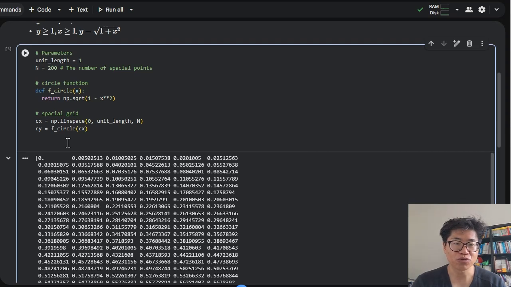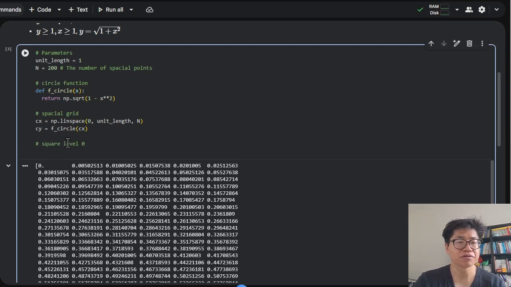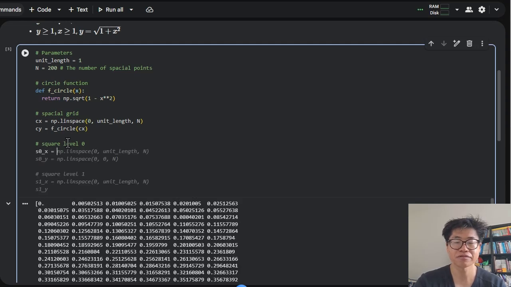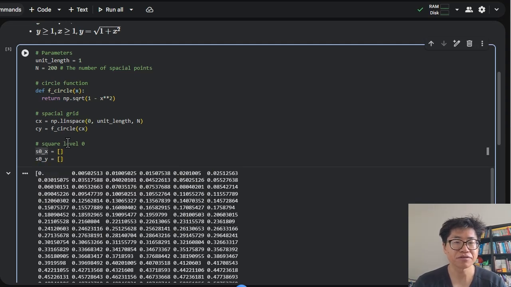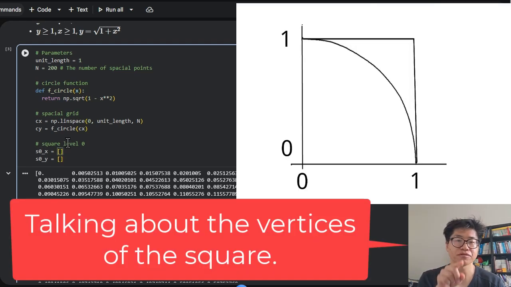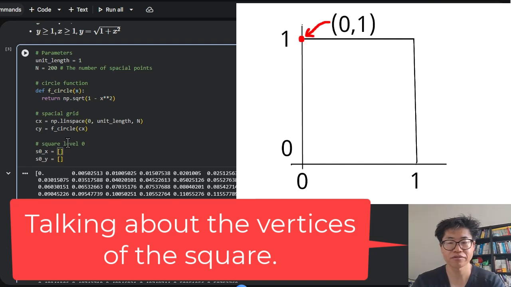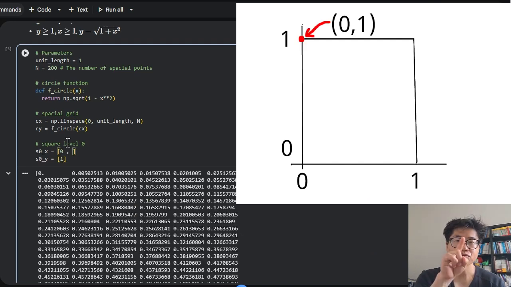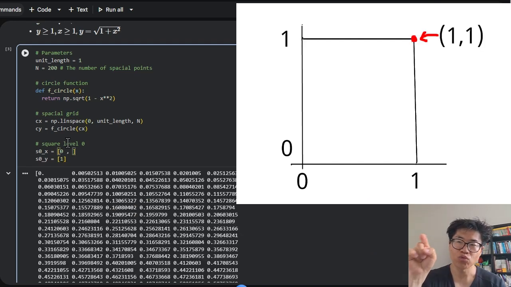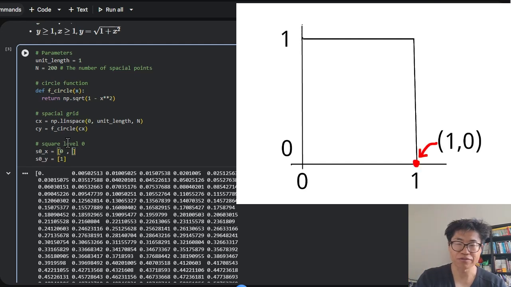Now I would like to draw the square. So I'll put in the coordinates. I set S0 as the first level, level 0, and later we subdivide into level 1, 2, but the first one is 0. And what are the points? x equals 0 and y is 1. Then 0, 1, 1, 1, 1, 0.